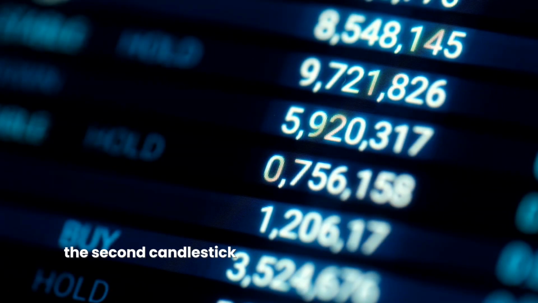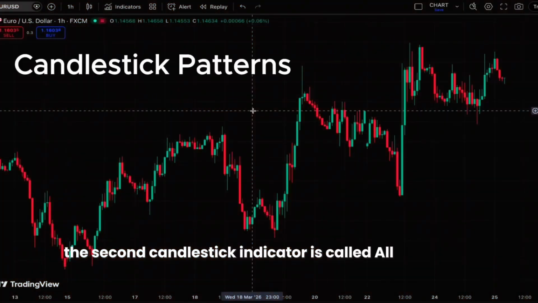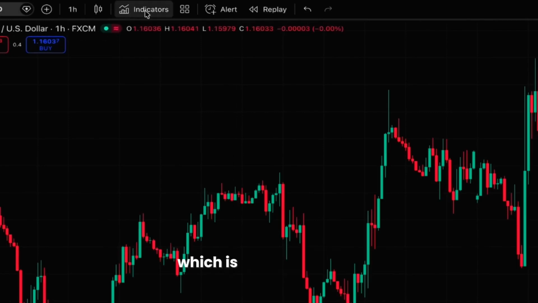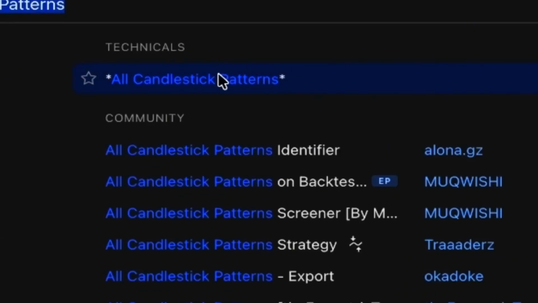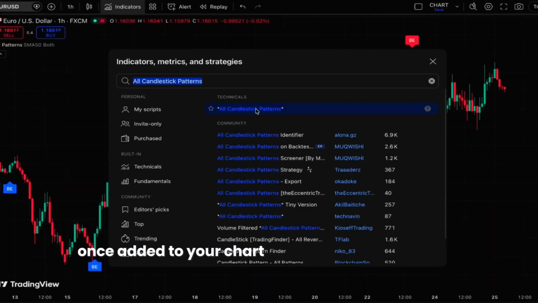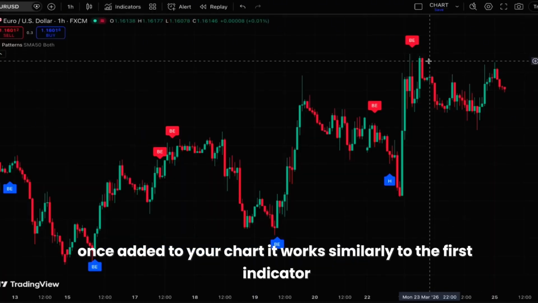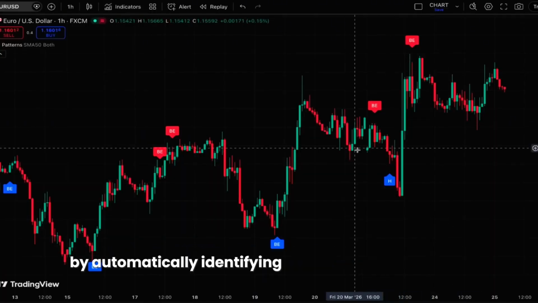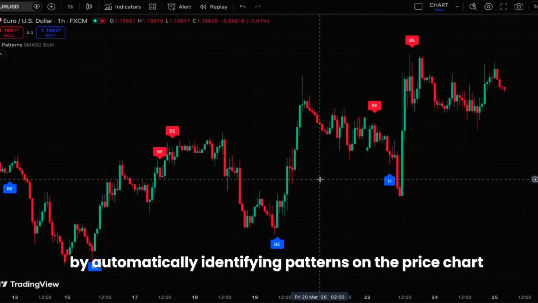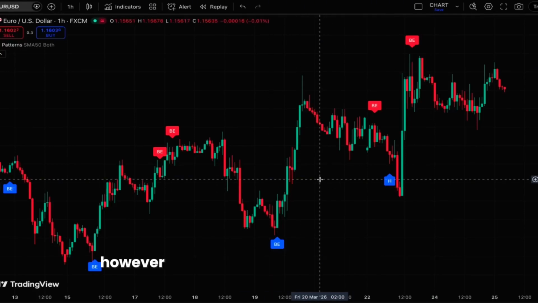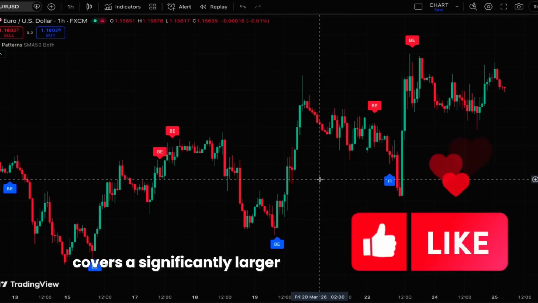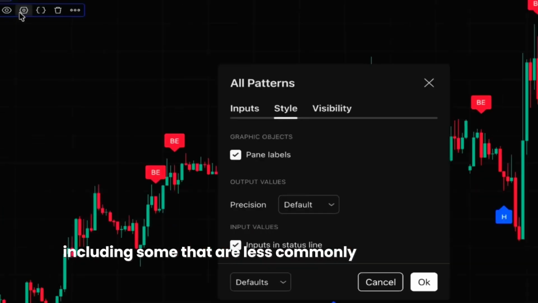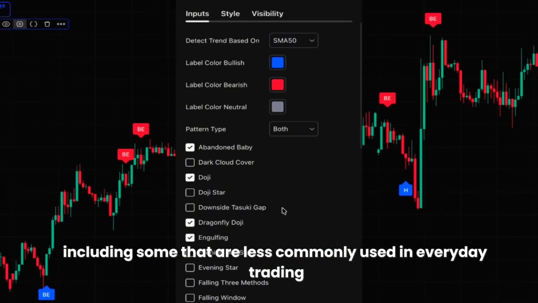The second candlestick indicator is called All Candlestick Patterns, which is a built-in indicator available directly on the TradingView platform. Once added to your chart, it works similarly to the first indicator by automatically identifying patterns on the price chart. However, the key difference is that this indicator covers a significantly larger list of candlestick patterns, including some that are less commonly used in everyday trading.